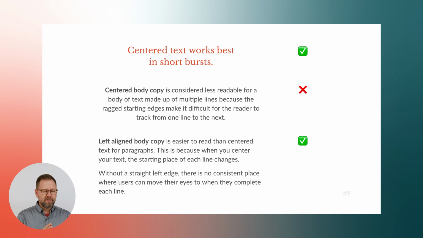Left-align body copy is easier to read than centered text for paragraphs. It's just easier for your eye to bounce back to that left line over and over again. Without a straight left edge, there's no consistent place where users can move their eyes to when they complete each line. If you centered a hero headline and you had a line of body copy below it, as long as when the email is shown on a smaller, narrower screen, it doesn't wrap 4 or 5 lines, you're going to be okay. It could wrap a line and you're probably okay.